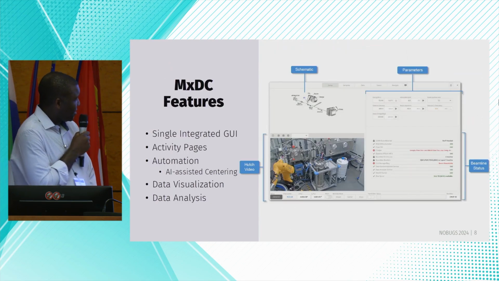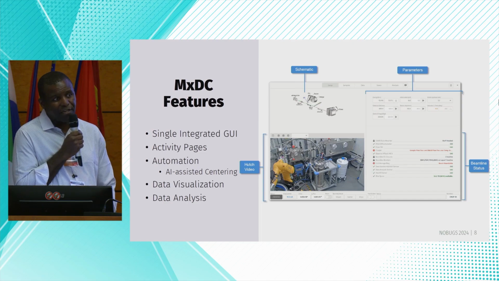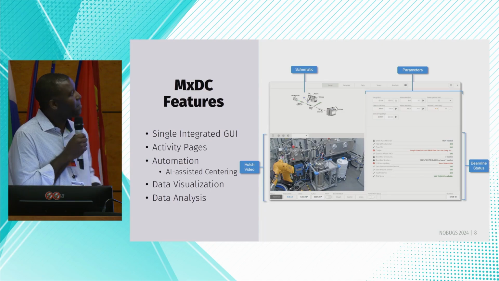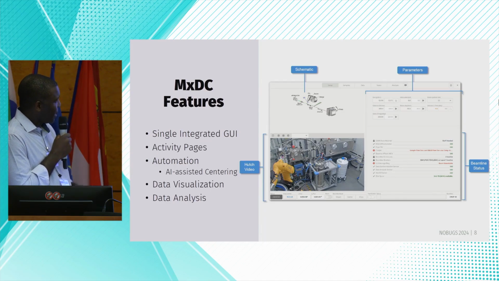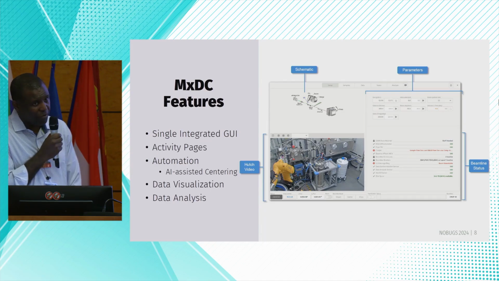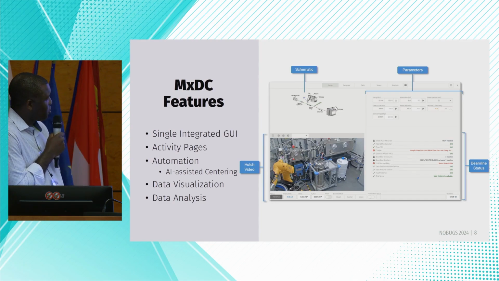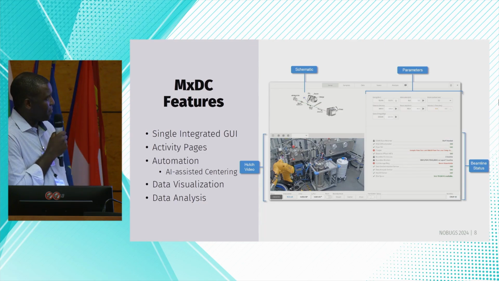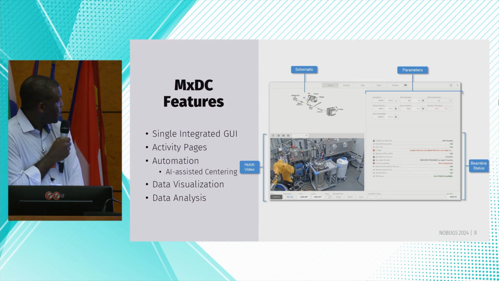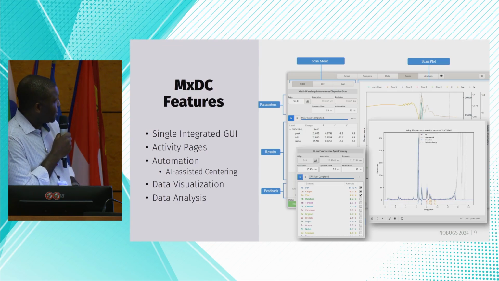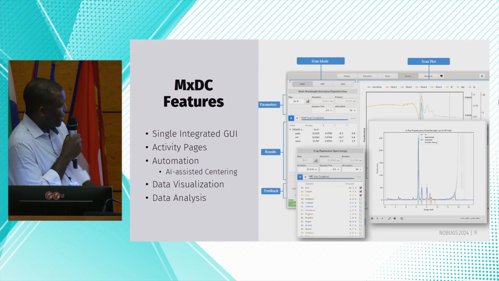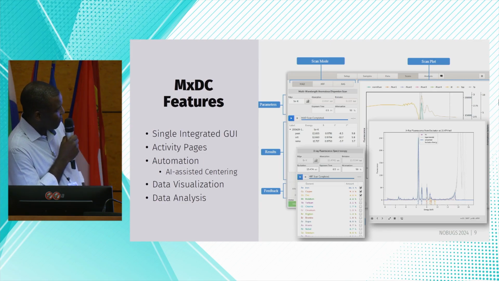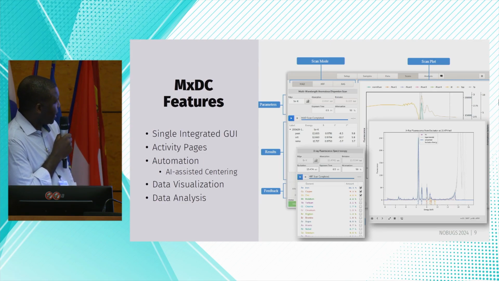MXDC, on the other hand, is, like I mentioned, the single user interface. Our users interact just with MXDC when acquiring data. It's integrated, and it has activity pages for the different steps required for data acquisition. There is automation built in. For example, we have AI-assisted alignment of samples for identifying crystals and loops. We have data visualization. You can also look at the same scans that I showed for MX Live. And there is automated analysis of XRF scans built in.